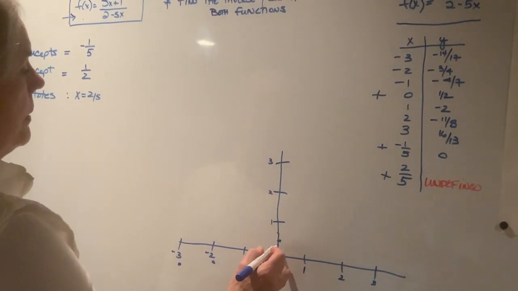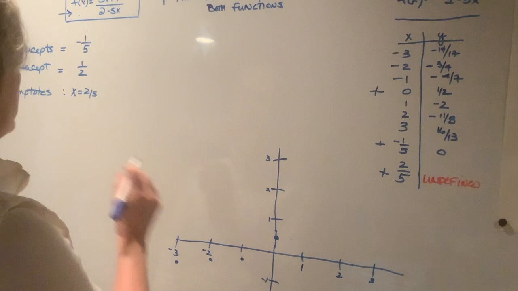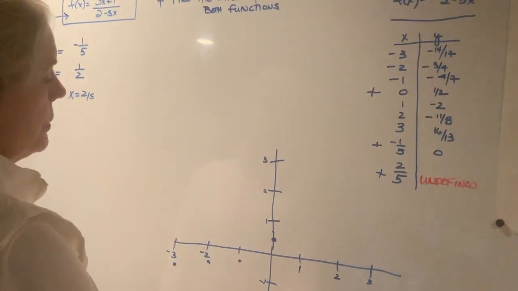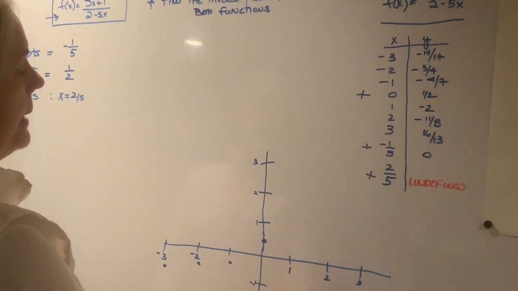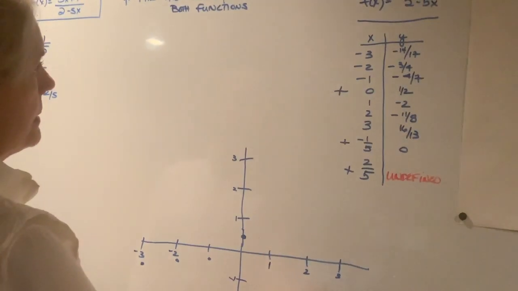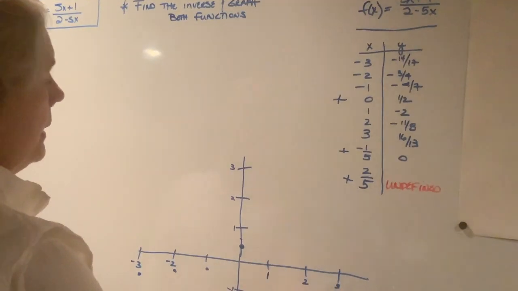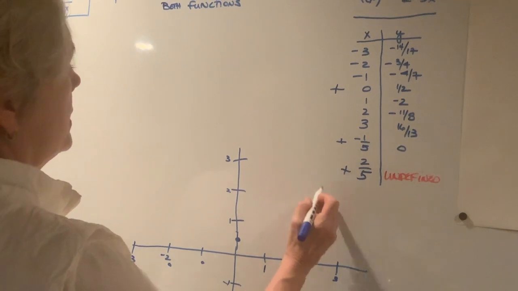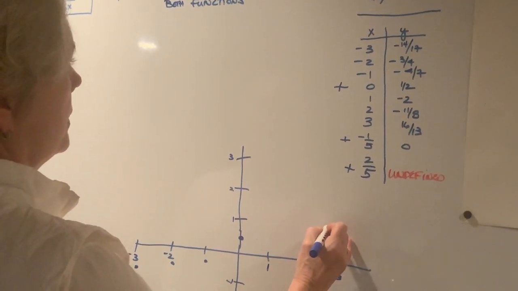At 0, we have 1/2, which we determined over here. At 1, we have -2. At 2, we have -11/8, which is a little bit less than -1. And at 3, we jump up to 16/13, which is going to be slightly more than 1.